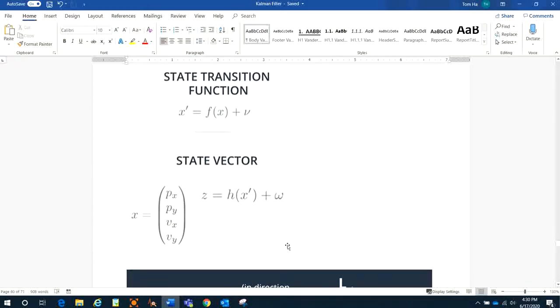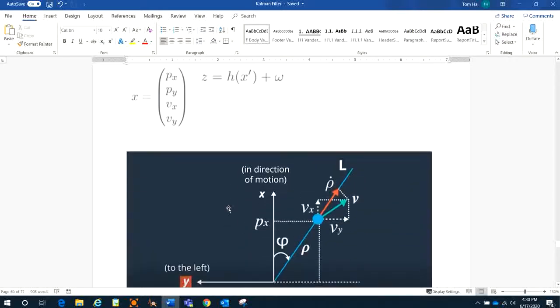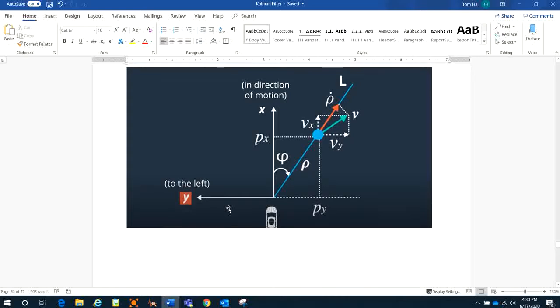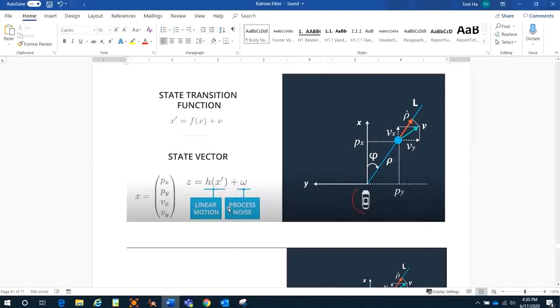To do that, we do the same way as with the LiDAR sensor. In the radar sensor, we also have the state transition function for the Kalman filter, right here. We have the state vector, with the state variables px, py, vx, vy, and C is the measurement function, right? We know in the Kalman filter the measurement function is a linear motion, and omega is the process noise.